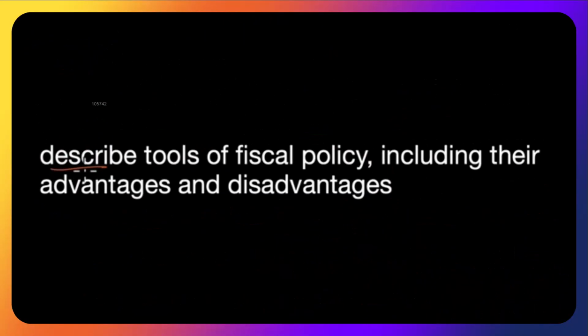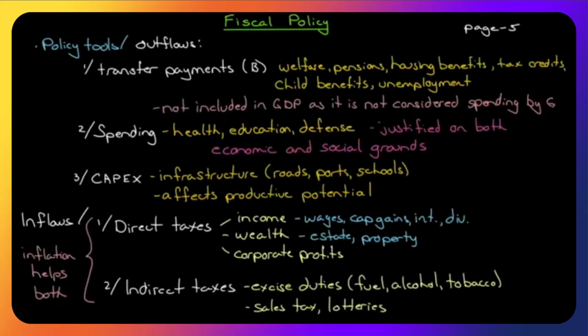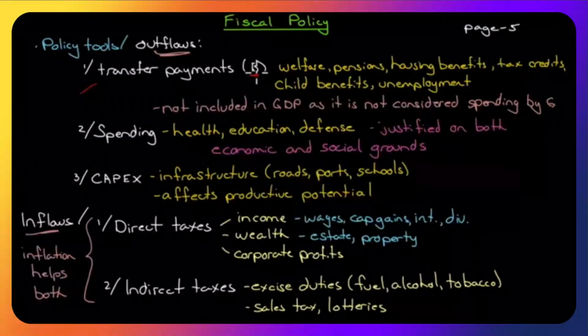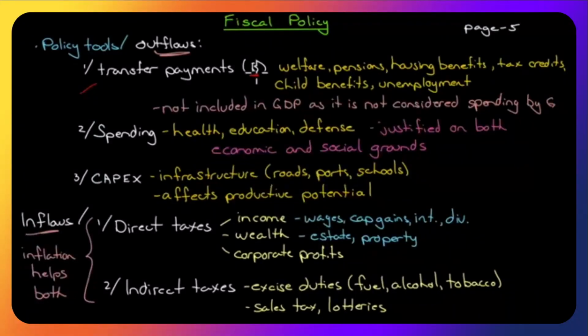Next up, keyword here, describe tools of fiscal policy and their advantages and disadvantages. All right, let's look at these in terms of outflows and in terms of inflows. For outflows, transfer payments. We talked about these when we looked at automatic stabilizers. I am putting the letter B in brackets here because we're going to see transfer payments included in an algebraic sentence. So we should know what B is. A transfer payment is B.